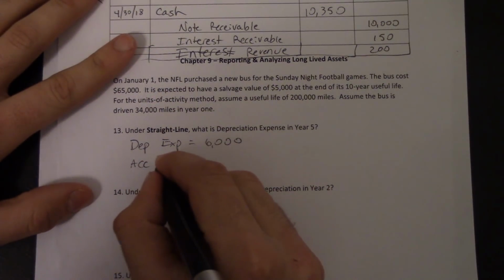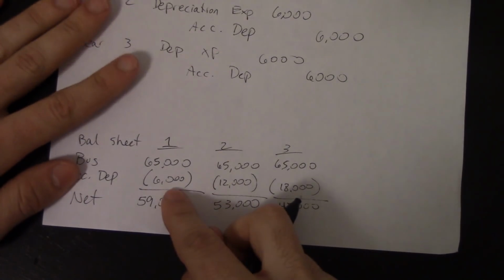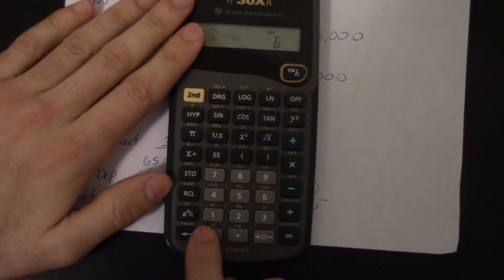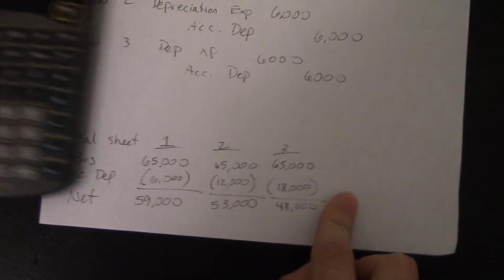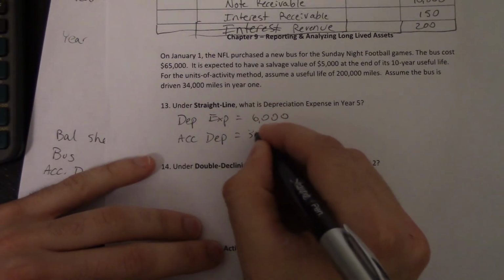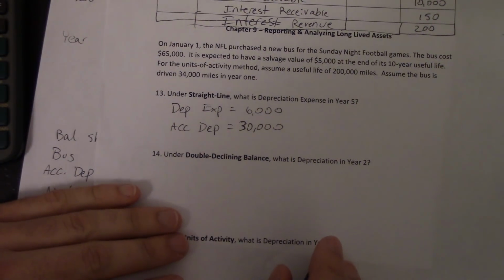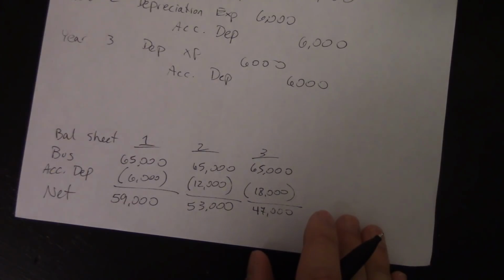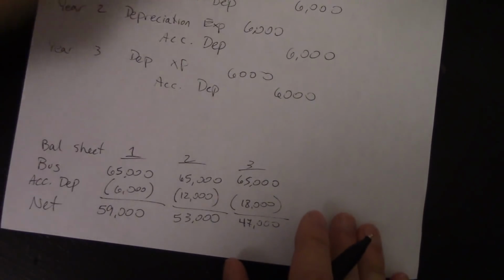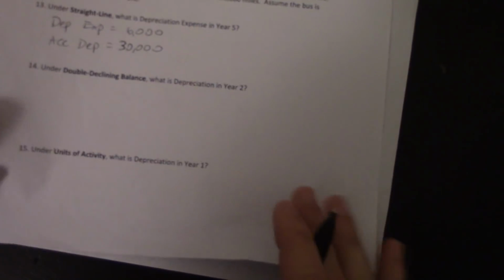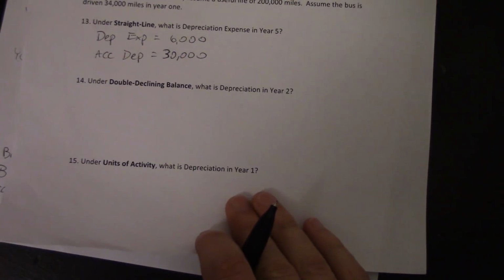We can also calculate what the accumulated depreciation will be in year 5. If we follow this pattern, in year 1 it was 6,000, year 2 it was 12, year 3 it was 18. We'll just keep adding 6,000. So we can say 6,000 per year, 5 years, that's $30,000 for the accumulated depreciation in year 5. We'll stick to that for now. So now we'll move on to double declining balance.